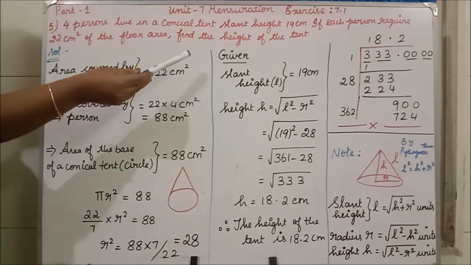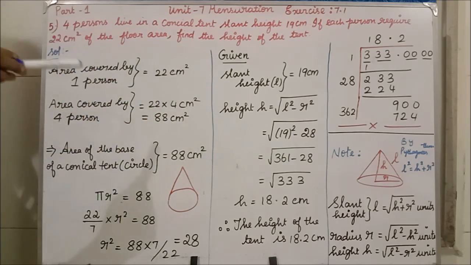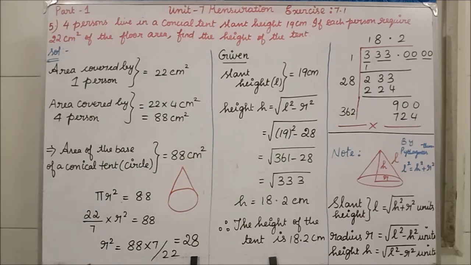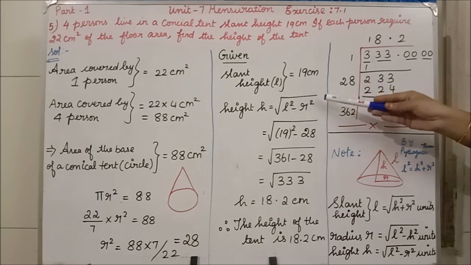Now, what is given in the question? Slant height L is given as 19 centimeter. From that we have to find h. I told you before which value they are asking; according to that you can change the formula, isn't it? They are asking to find h. So what is the formula for h? L square minus r square, the square root of L square minus r square. See, I have written h equals the square root of L square minus r square.